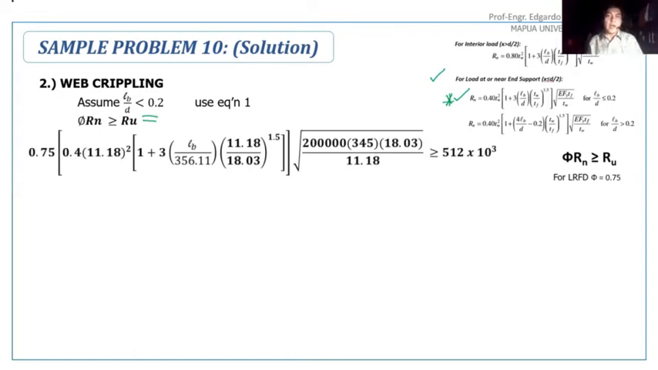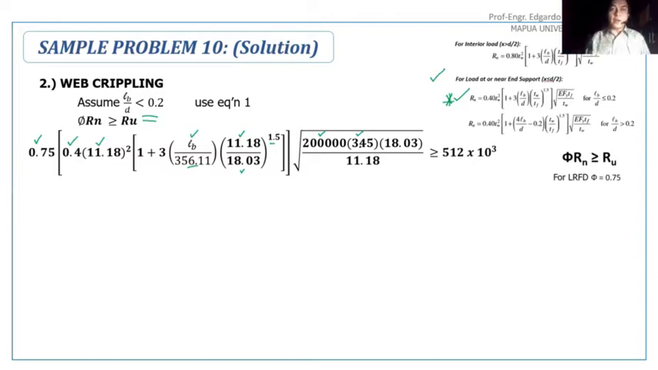So substituting values in the equation. Again, the resistance factor for web crippling is 0.75. Ayan, 0.75. Tapos yung Rn natin is using the formula 0.4 thickness of the web square, then 1 plus 3 LB over D, this is D, times thickness of the web divided by thickness of the flange, okay, raised to 1.5, then everything multiplied by the square root of the elasticity, 200,000. Fy, take note, yung Fy na ginagamit natin dito is yung Fy ng beam.